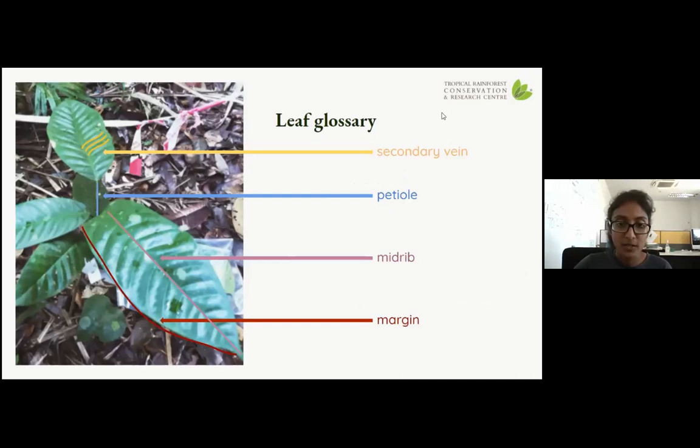Okay, now let's go through some important terms for leaves. So you see a leaf, and then you see the line that goes through the middle of the leaf. This is the midrib. And then you have lines that go from the midrib to the edge of the leaf, the margin of the leaf. These are called the secondary veins. And then you have the petiole, the stalk that holds the leaf.